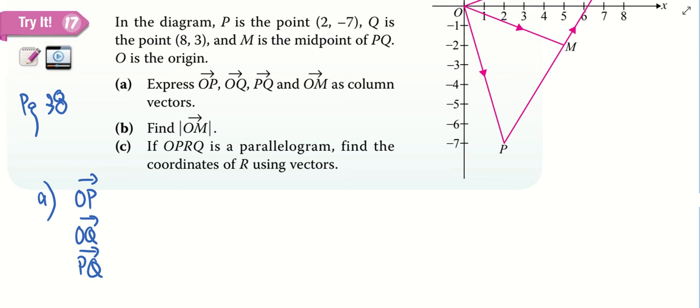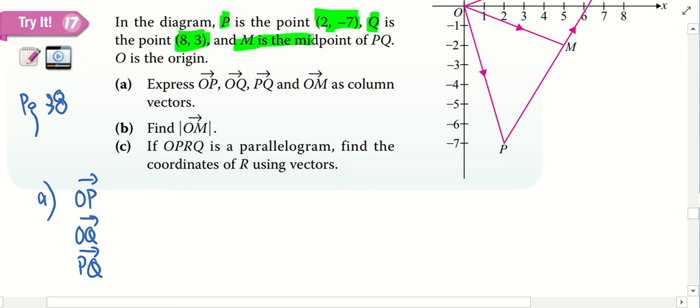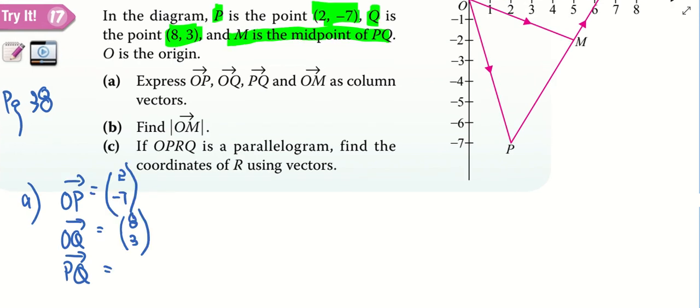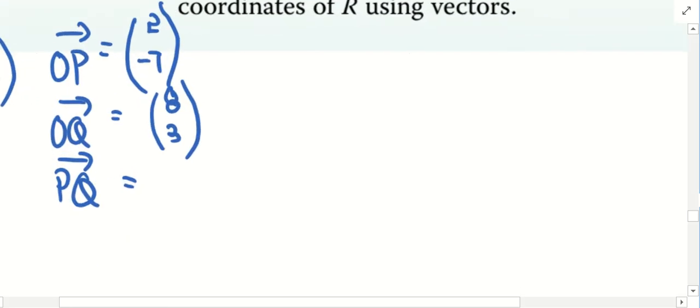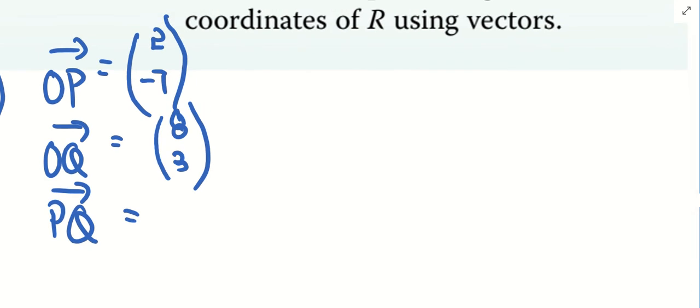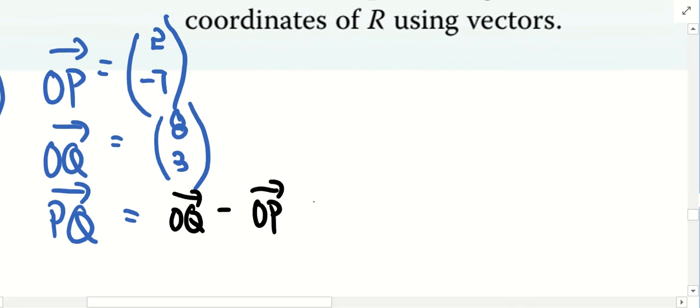Alright, so if you look at the question, the coordinates of P are given, Q is given, M is the midpoint of PQ, O is the origin. So very quickly, are you able to tell me, make use of position vector, the following vectors? For OP and OQ, you can find out based on the coordinates to get their position vector. But in the event I need to find PQ, I can use the formula that I derived just now: position vector of OQ minus position vector of OP.